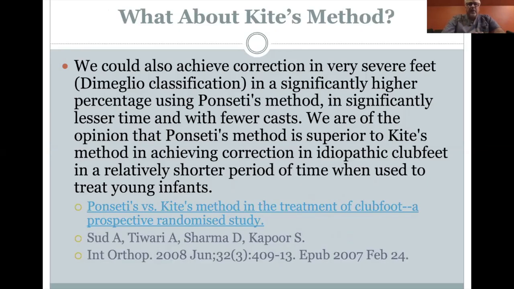This study in International Orthopaedics looked at Ponseti versus Kite's method, and Kite's method had a significantly higher recurrence and took longer than the Ponseti method. They were of the opinion that the Ponseti method was superior to Kite's method in achieving correction of idiopathic clubfeet.